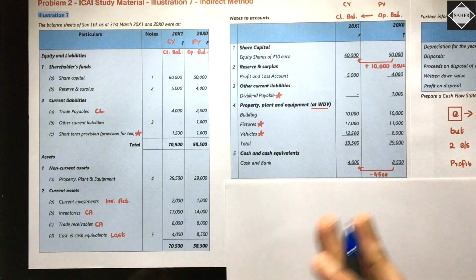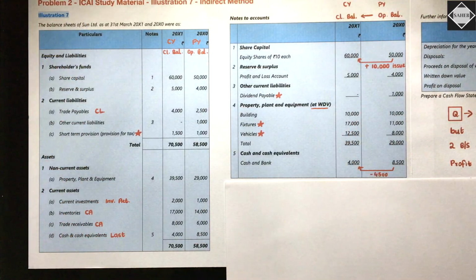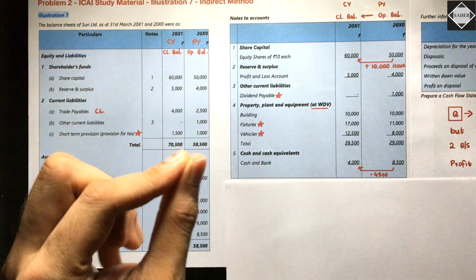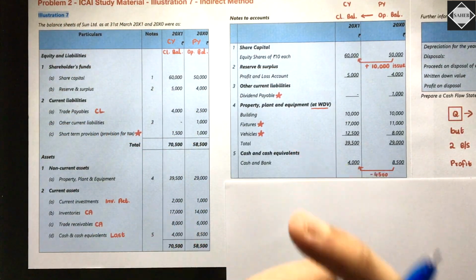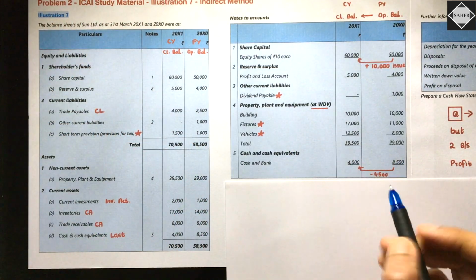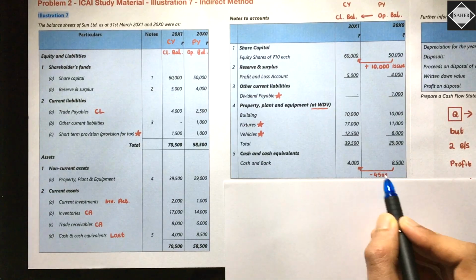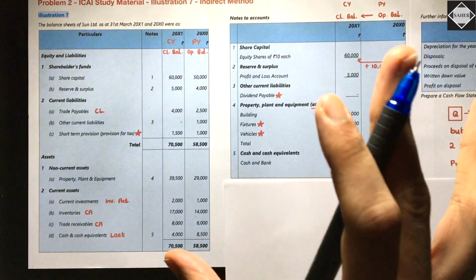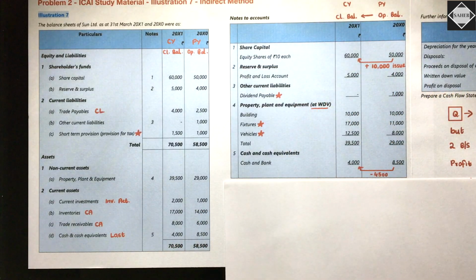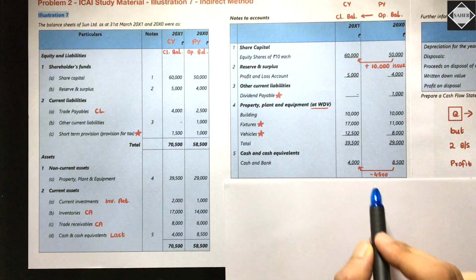Okay, so if you do the cash flow statement now, if you add up all the activities, operating activities, investing activities and financing activities, the net cash flow should be a decrease of 4,500. In your business in this current year, 4,500 cash has been decreased. Is it clear? That's what you can understand from over here only.